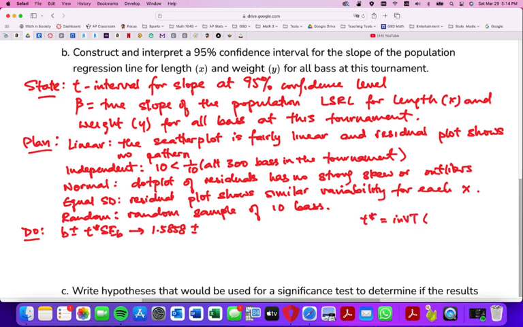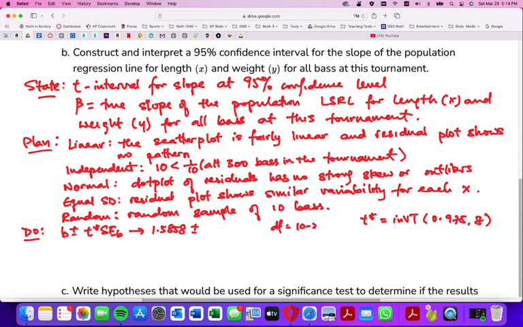So we need to calculate t star, right? T star, you can use your calculator, inverse t. We need to put in the confidence level at one of the tail, so that should come up to 0.975. And we need degrees of freedom. So here the degrees of freedom is n minus 2, which is 8.